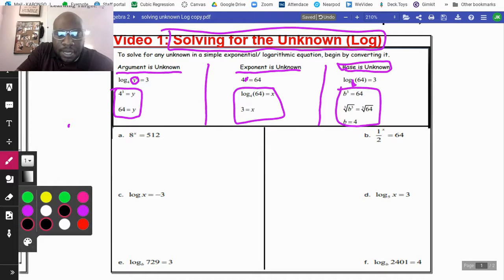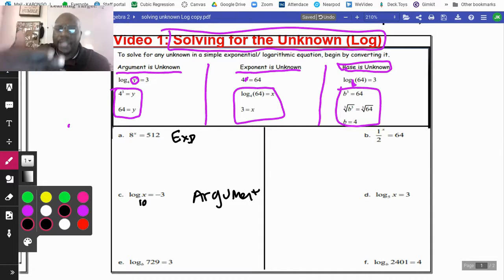Ready, set, go. So look at A, for example. When you're looking at A, what's missing? The exponent is missing. Look at B. B, that's also an exponent. Look at C. What's missing in C? The argument is missing. Well, somebody might make a debatable point here and say, Mr. Gabongo, the base is missing. Well, notice every time there's a log and there's no base written, you can put a 10 right there. If it's blank, it's a log base 10. All right, you with me? When you look at E clearly, the b is missing, the base is missing. All right, so FYI.